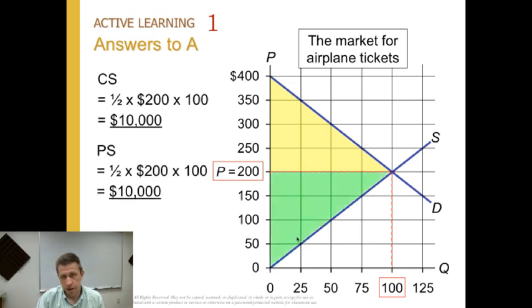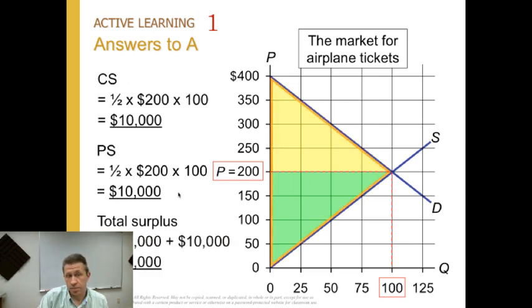Producer surplus is the bottom area of the triangle. Once again, 1/2 times base times height. That's how we estimate the triangle. Base is 100, 100 minus 0. The height is 200. Take the price of 200 minus 0, the smallest point in the triangle. And we actually work out to the same thing here, right? 200 times 100 gives us 10,000 in producer surplus. Total surplus, the sum of the two: 10,000 plus 10,000 for $20,000.